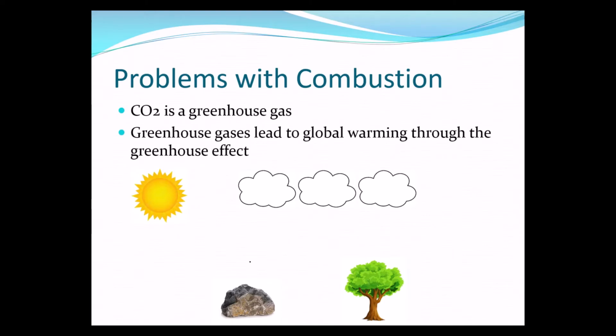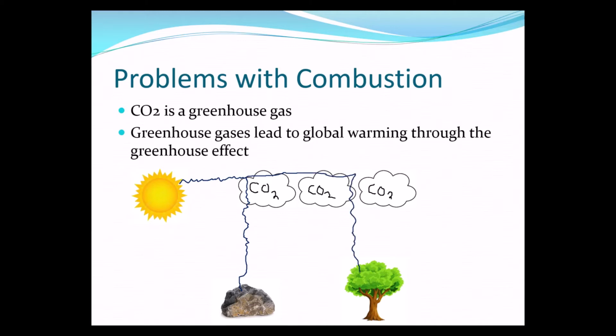So I'll just use this little demo here to explain what happens with the greenhouse effect. So these clouds represent, they're not regular clouds, so there's CO2 in the air. And when light travels from the sun, it travels in different waveforms, which we'll learn about in our physics unit. So one type of waveform is ultraviolet light. So these ultraviolet waves come to Earth, and they're able to pass through the clouds, no problem. And then they hit a rock, and they will warm up that rock, and then they'll hit a tree, they'll warm up that tree.